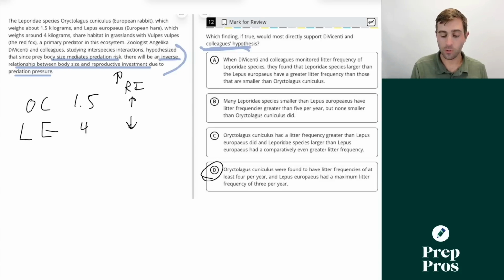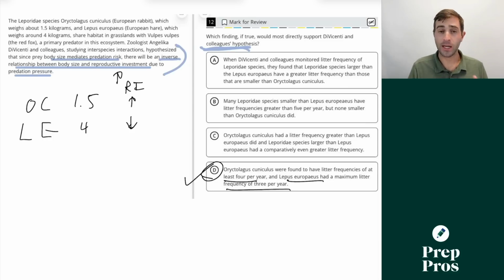And that's exactly what D says. Eryctolagus caniculus were found to have litter frequencies of at least 4 per year, and Lepus europaeus had a maximum litter frequency of 3 per year. This is showing us that our smaller one is having the greater reproductive investment, having litters, having babies, than the bigger one. That's how we can see that D is correct.